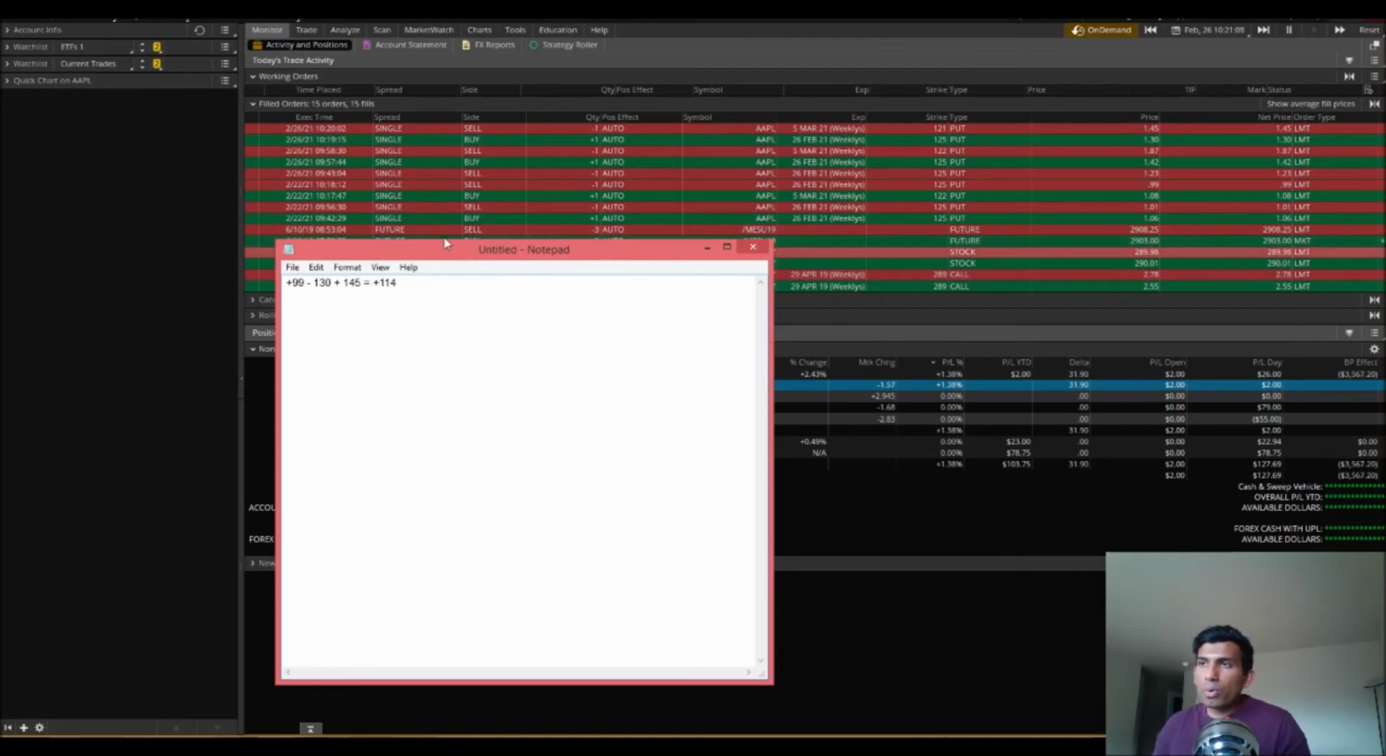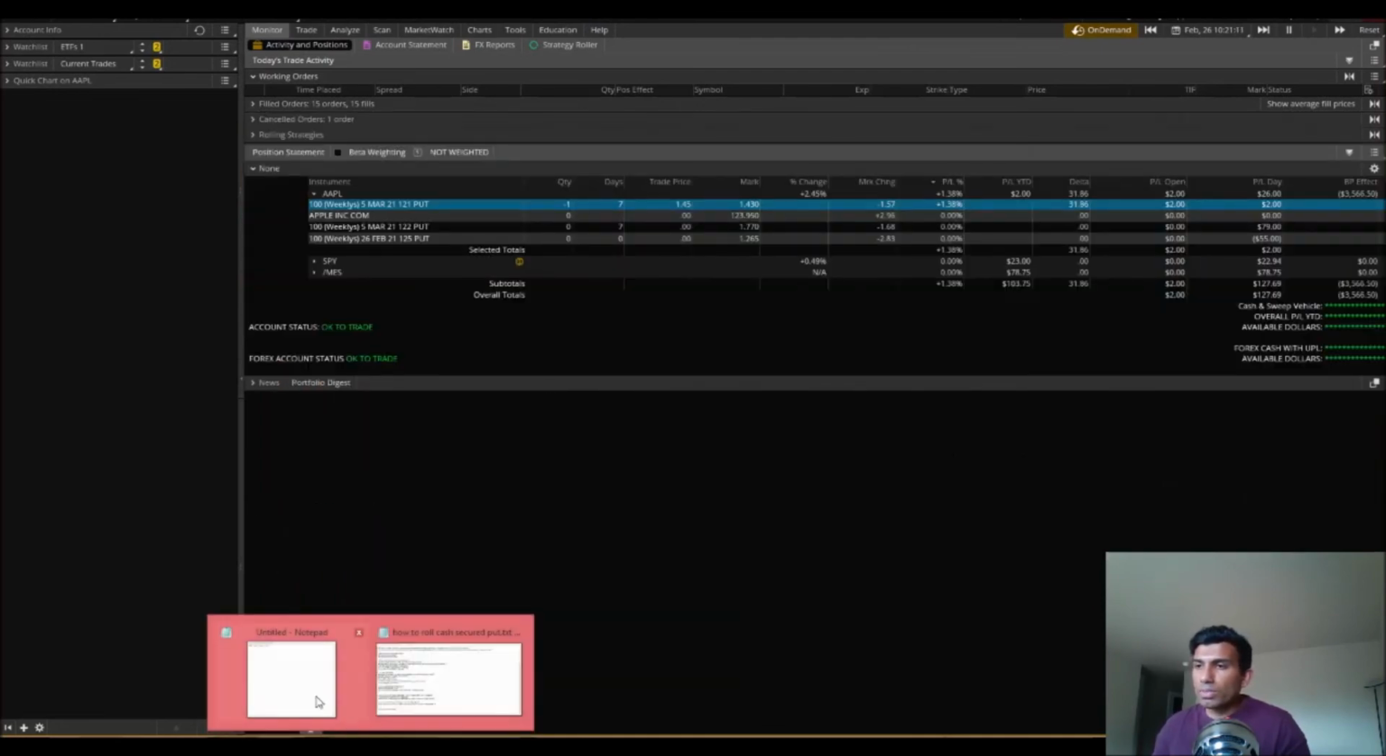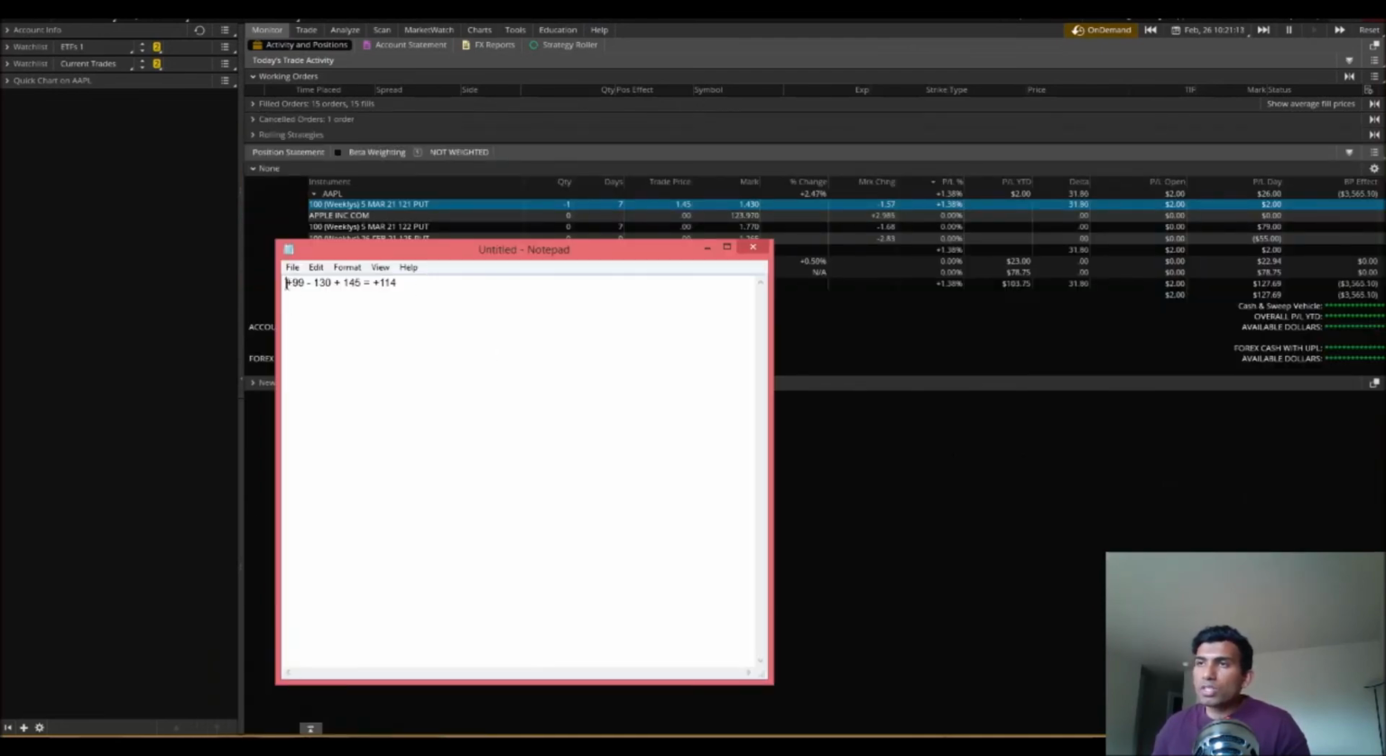This is one of the important things to keep in mind when rolling a position: how much did you get for selling the original option, how much did you have to buy back the cash secured put for, and how much did you sell the new cash secured put for. In this case, it is a profitable roll. Sometimes, this can be a negative value depending on when you roll or how you roll the position.